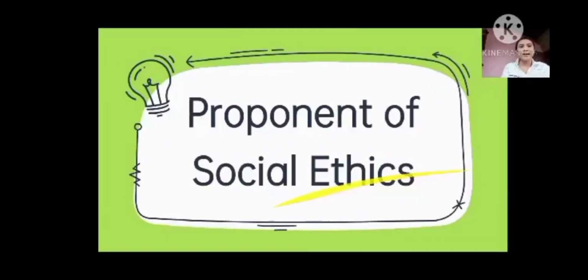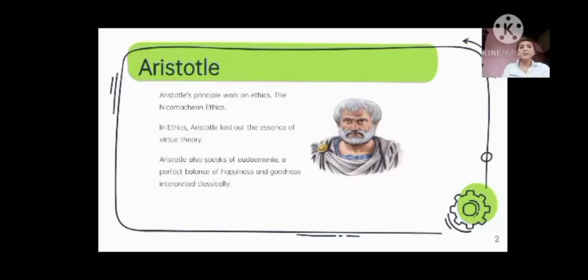Proponent of social ethics. Aristotle's principal work on ethics, the Nicomachean Ethics. The Nicomachean Ethics was dedicated to his father or son, both of whom were named Nicomachus. The Nicomachean Ethics is Aristotle's most important study of personal morality. In ethics, Aristotle laid out the essence of virtue theory.